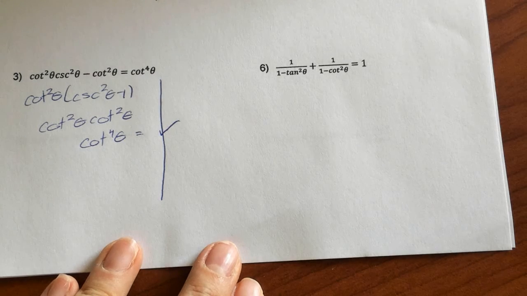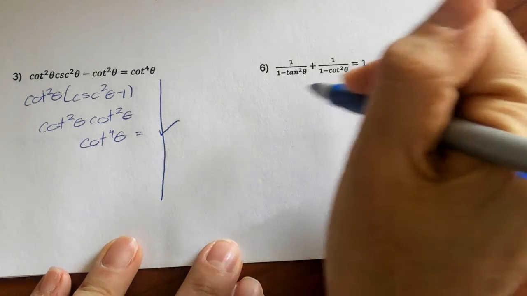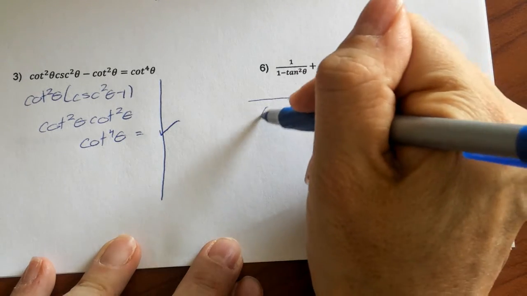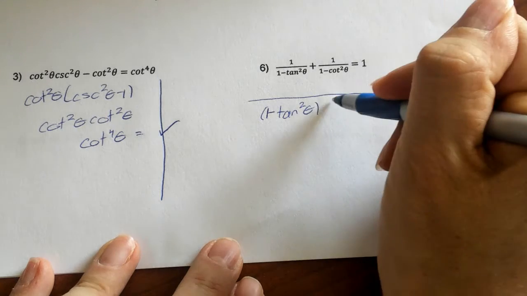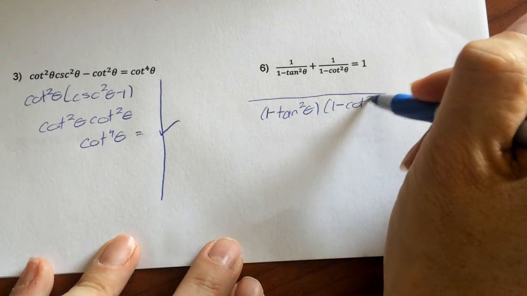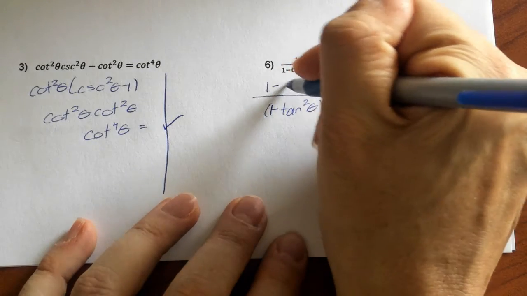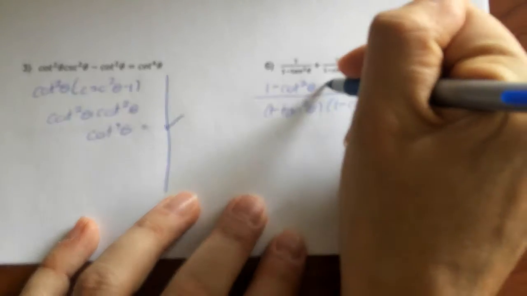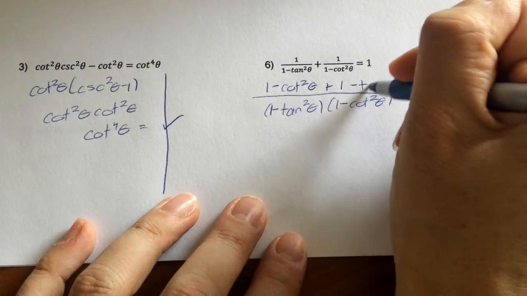So we're going to find a common denominator, which means I'm just going to have to multiply these 2 together. So my common denominator is going to be 1 minus tangent squared theta times 1 minus cotangent squared theta. This term over here was missing this part of the common denominator, so I need to multiply 1 times 1 minus cotangent squared, so this part is 1 minus cotangent squared theta. This piece over here was missing this part, so I'm going to multiply it by 1 minus tangent squared theta.